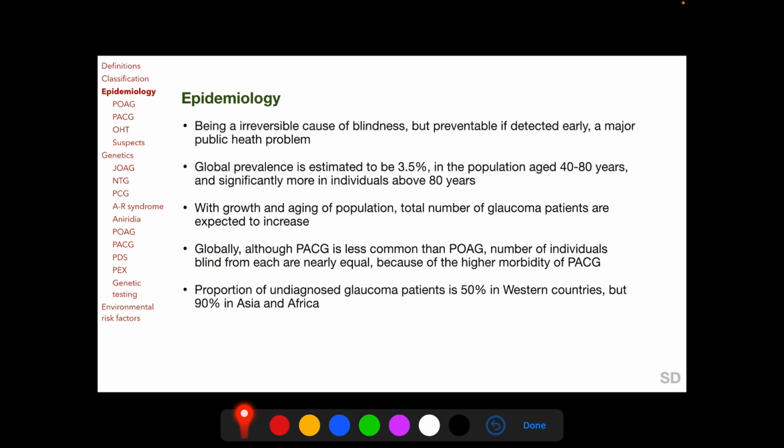Globally, although primary angle closure glaucoma is less common than primary open angle glaucoma, number of individuals blind from each of these two entities are nearly equal because of the higher morbidity of primary angle closure glaucoma, and the proportion of glaucoma patients still remaining undiagnosed is said to be 50% in Western countries and as high as 90% in Asia and Africa, signifying the importance of intensive screening programs.